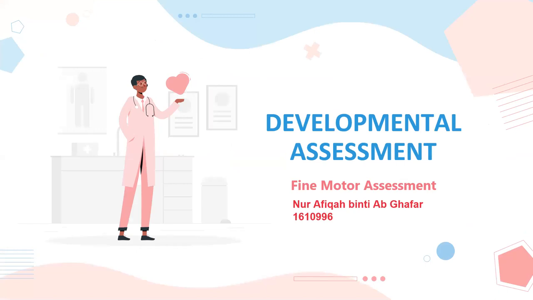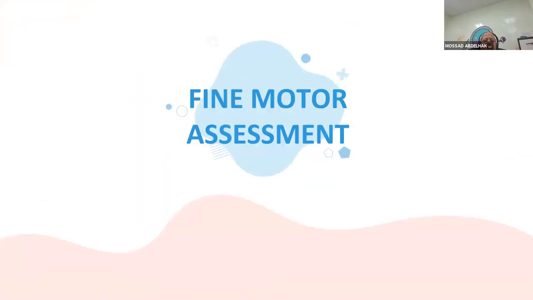Okay, let's proceed with the second assessment, which is fine motor assessment. So my name is Rafi Kabita Gubafar, and metric number 1609 NMC. So let's proceed. Your voice is a bit far.